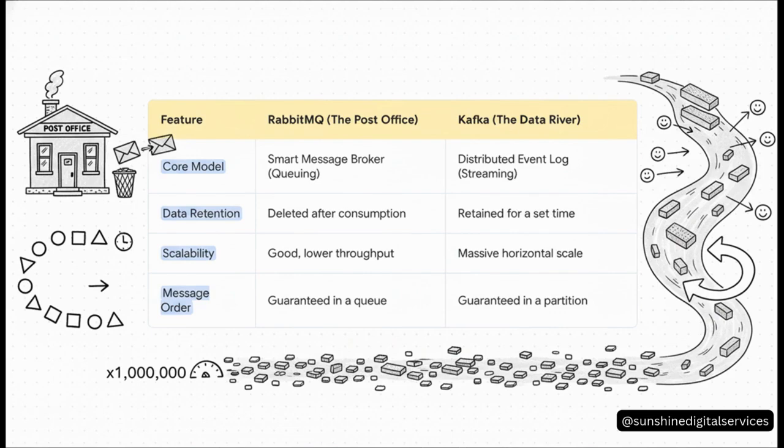And this is the real game changer. It means multiple different consumers can all read from the same river of data. Your analytics team can read it, your fraud detection system can read it, and you can even replay the entire stream from the beginning if you need to. This is what allows Kafka to scale to insane levels. We're talking millions of messages every single second.